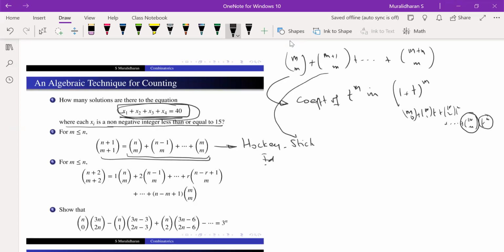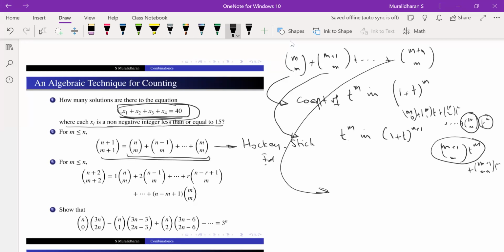Similarly, this will come as the coefficient of t power m in (1 plus t) whole power m plus 1. Because with m plus 1, when I expand, I will get m plus 1 cm into t power m. The next term is m plus 1 cm plus 1 t power m plus 1. So this is the term which is t power m. So that means this is the coefficient of t power m in (1 plus t) whole power m plus 1. Similarly, the last term is the coefficient in (1 plus t) whole power m plus n.